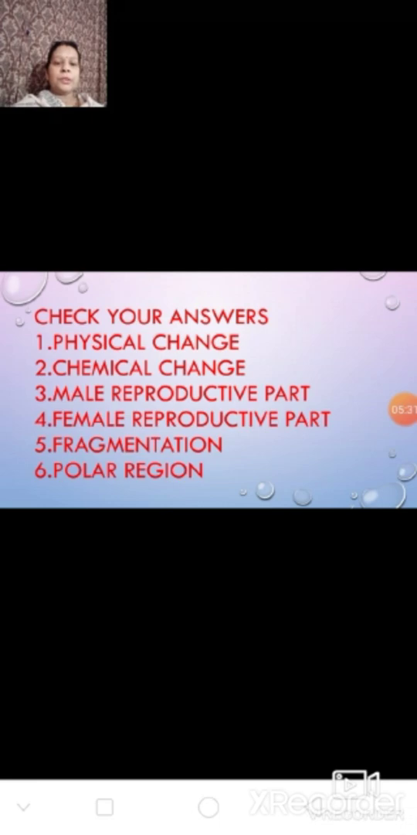So here children, you can just look for the answers over here. First one is physical change. The question was, if you remember, lightning of an electric bulb. So it is a physical change. Second one was germination of seed. So that is your chemical change, because a seed changes into a new plant. So we are getting a new thing from it.